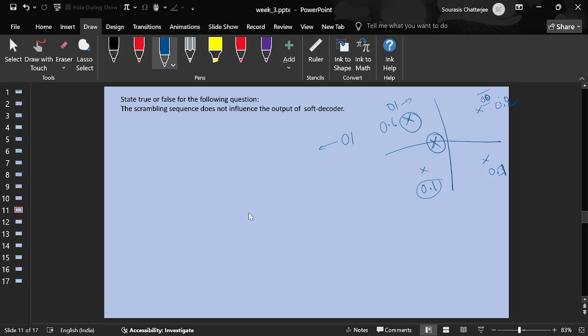Yeah, I have one question. You told that 0 1 will be flipped to 1 0. But the soft decoder is considering the probability of 0 1 only, no?